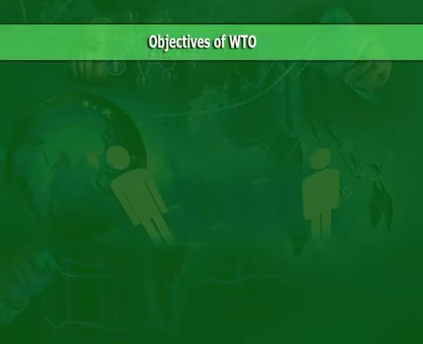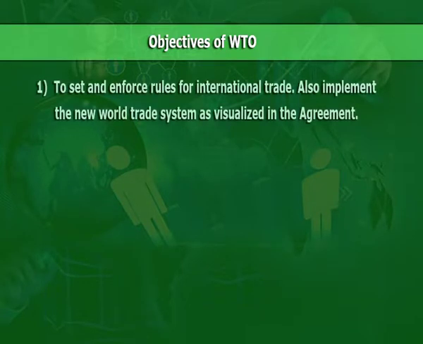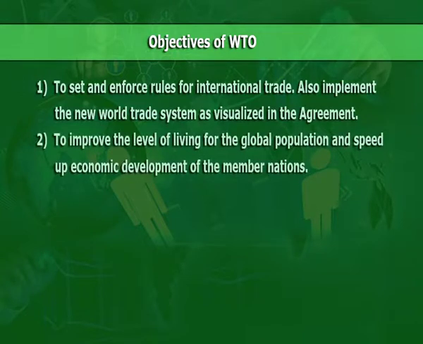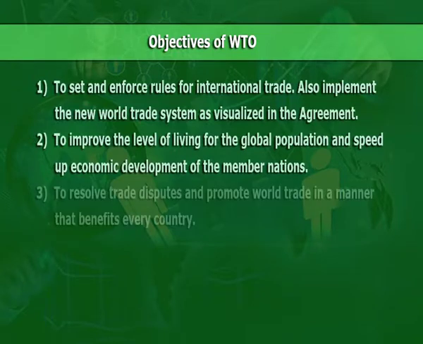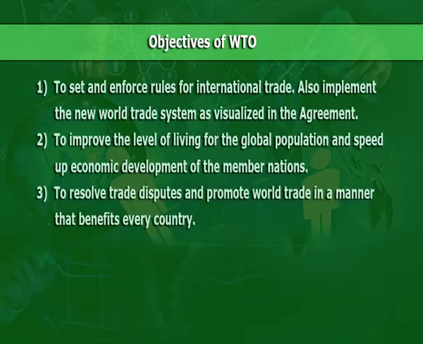Now let us have a look at the objectives of the WTO. The WTO has the following key objectives. Number one objective is to set and enforce rules for international trade. Also implement the new world trade system as visualized in the agreement. Objective number 2, to improve the level of living for the global population and speed up economic development of the member nations. Objective number 3, to resolve trade disputes and promote world trade in a manner that benefits every country.